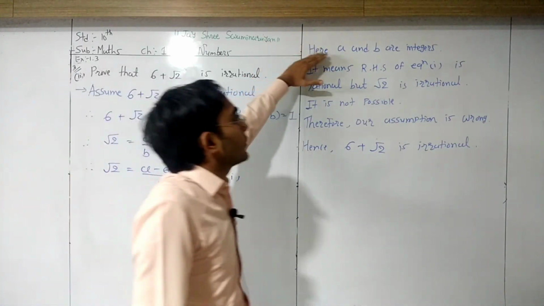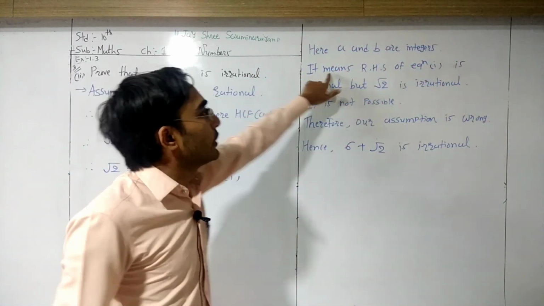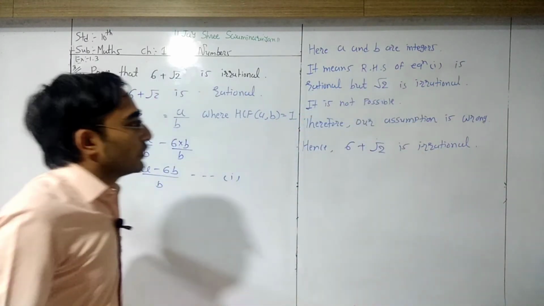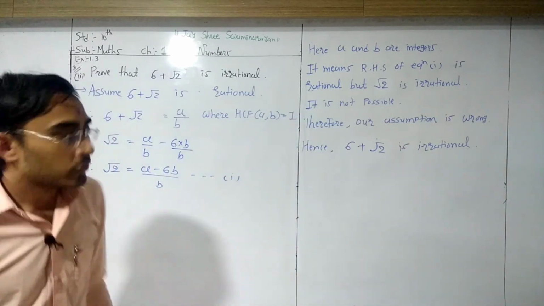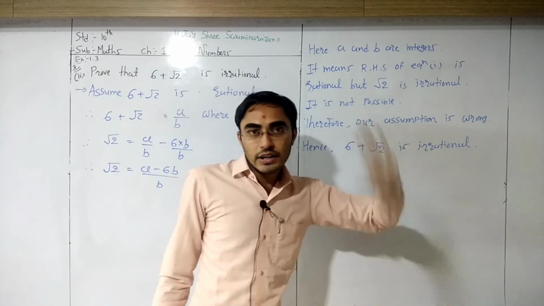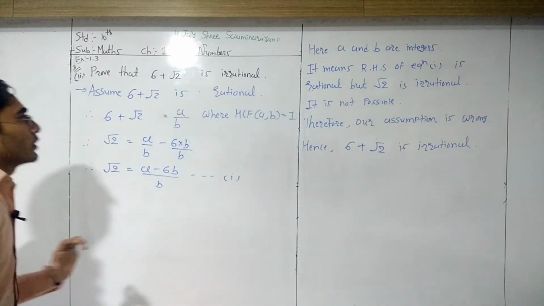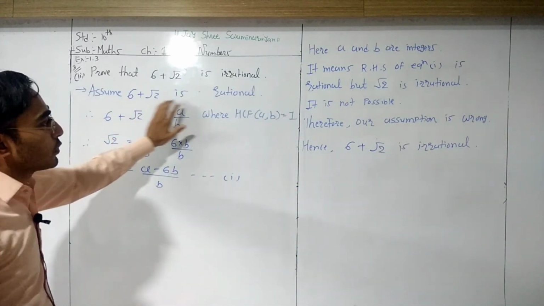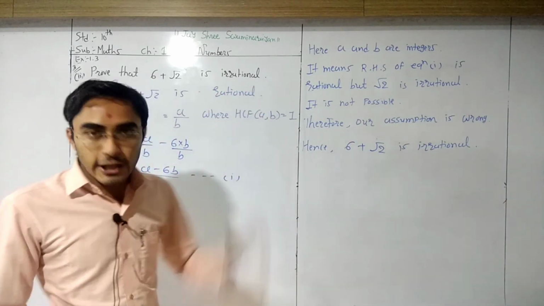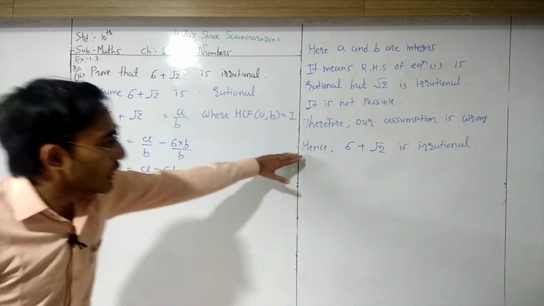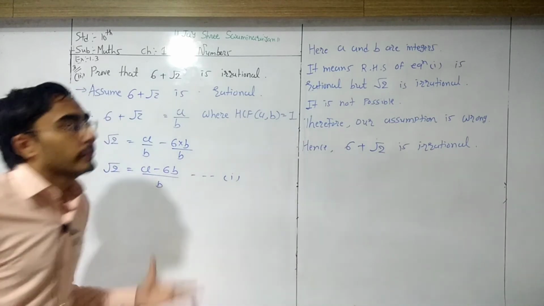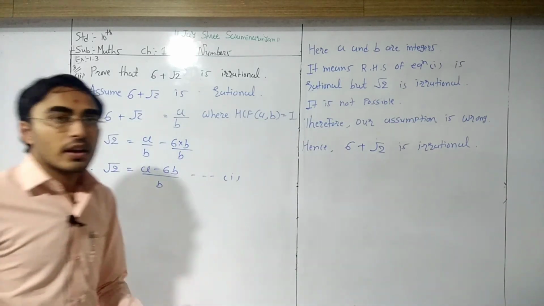So we need to write: a and b are integers. It means the right hand side of equation 1 is rational, but root 2 is irrational. It is not possible. Therefore, our assumption is wrong. If our assumption is wrong, it means 6 plus root 2 is not a rational number. If it is not rational, then it is irrational. Hence 6 plus root 2 is an irrational number. In a similar way we can prove this sum.